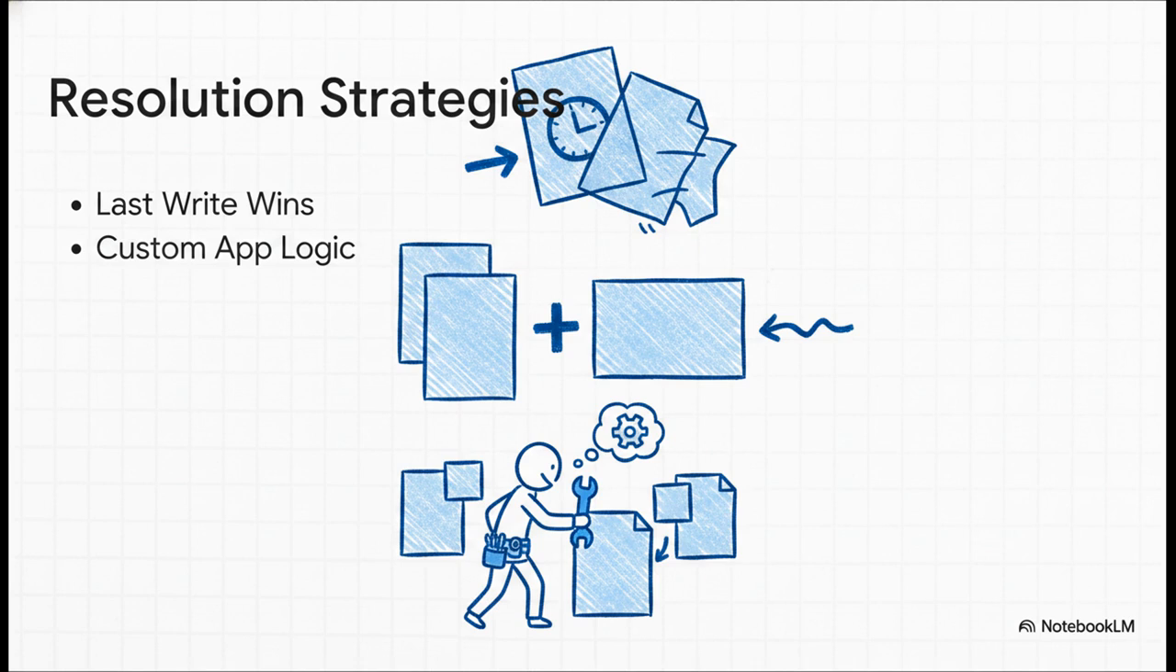Alternatively, you can merge the values, which works great for things like a like counter, where you just add the numbers together. Or you can push it to the application level. That means you force the software's custom code or even the user to manually resolve the conflict, exactly like Git does when you get a merge conflict.